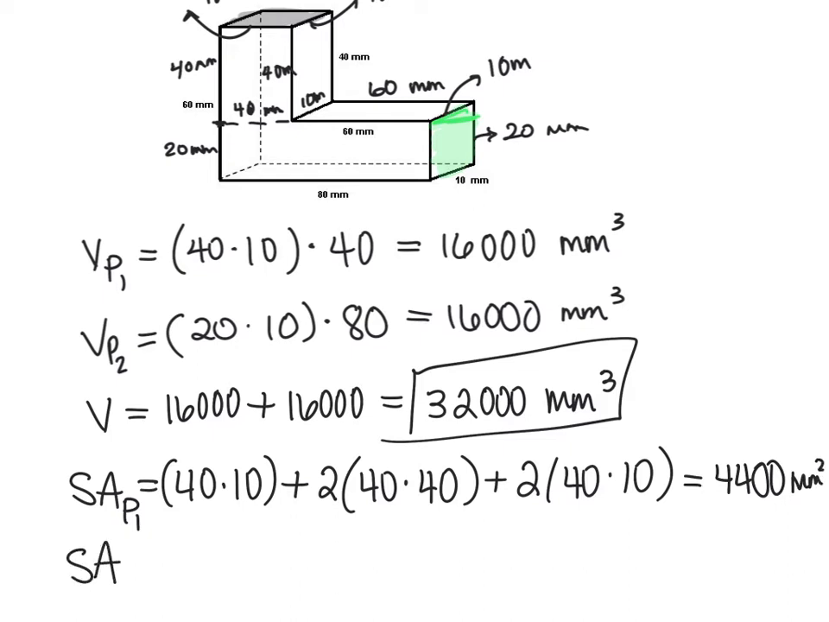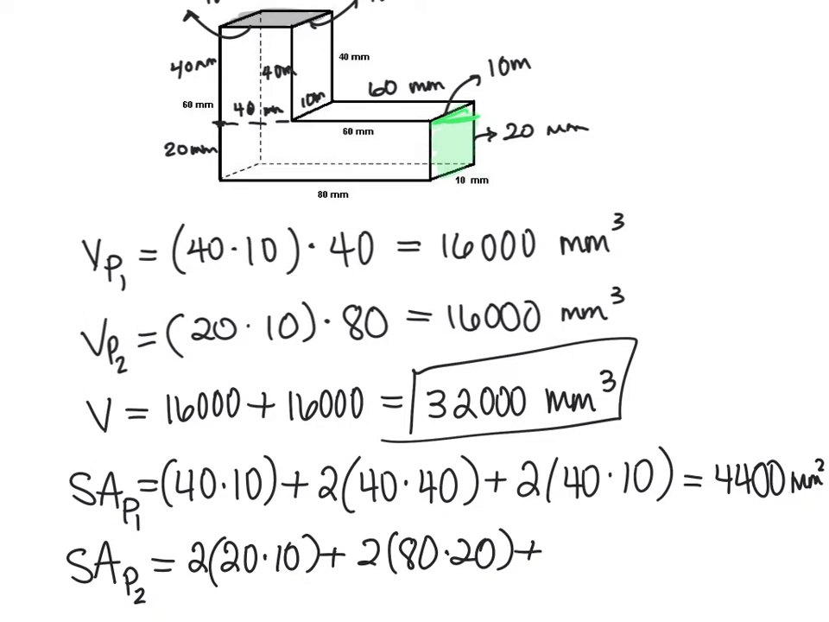Now we want to find the surface area of our second prism. So we have our 2 bases, the 20 times 10. So we have 2 that are 20 times 10. We have the front facing piece, which is an 80 by 20, and we have one of those that's also in the back, so 2 80 by 20s. We have the entire bottom rectangle that's an 80 by 10. And then we have that top rectangle that is a 60 by 10.